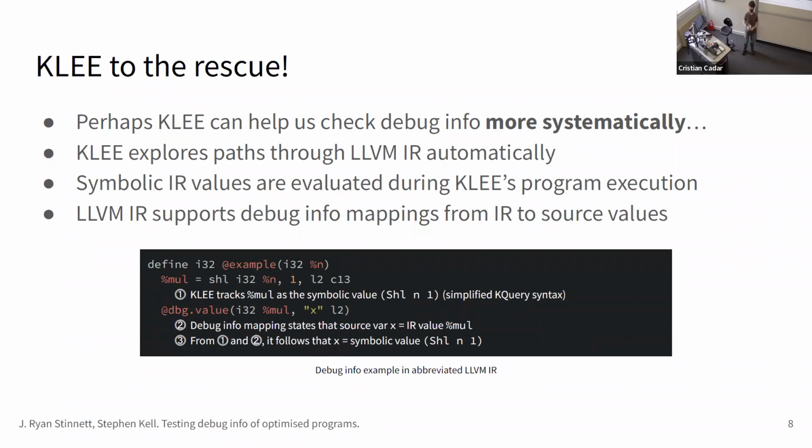If you compile with debugging enabled, you get these little mapping assertions that say something like that %mul result is actually mapped to the source variable X. So you can combine the facts in that tiny program there and see that, as KLEE was executing that small bit of code, it learned that the source variable X should be equal to this symbolic value. And so, putting these bits together, we can start using KLEE to learn things about the debug information in the program.